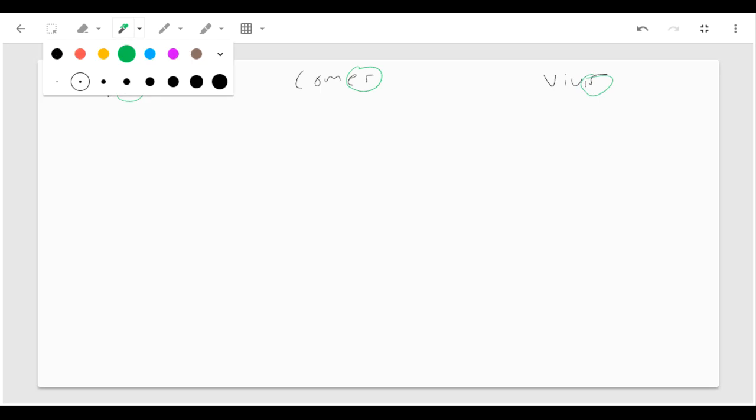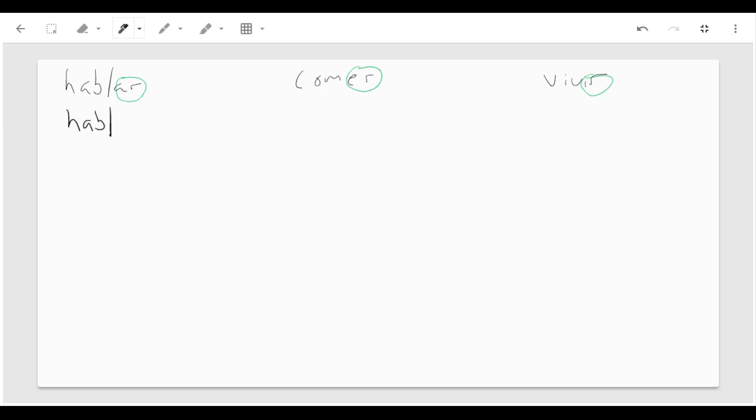So if we want to conjugate these verbs, the first thing that we need to do is get our stem written down, right? HABL, everything in front of the AR, COM, everything in front of the ER, and then VIV, everything in front of the IR.